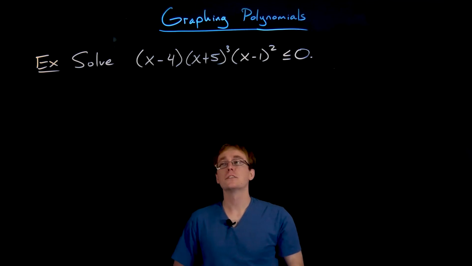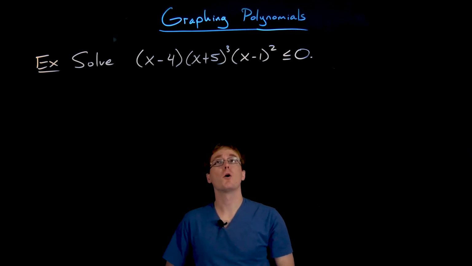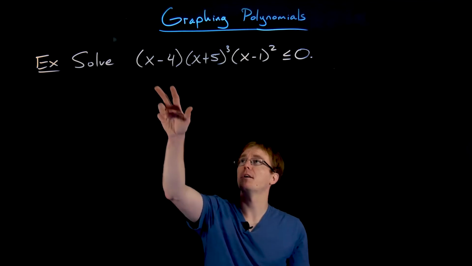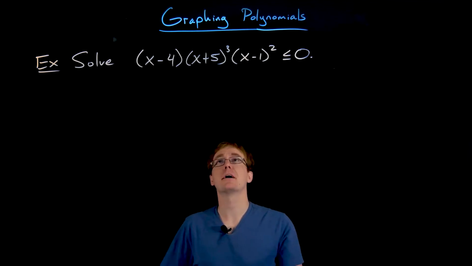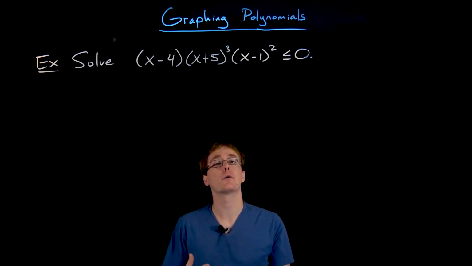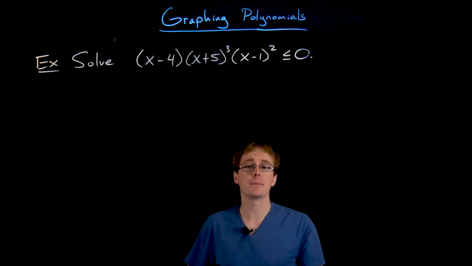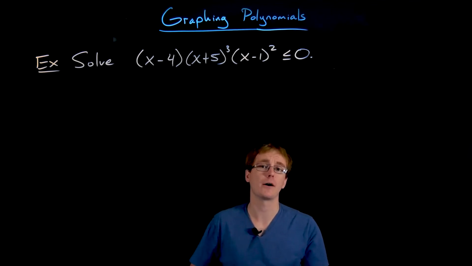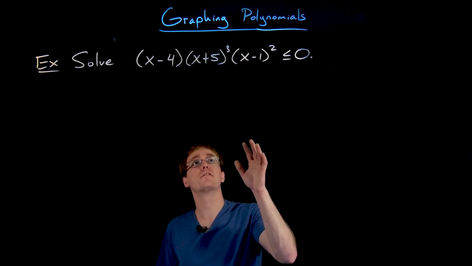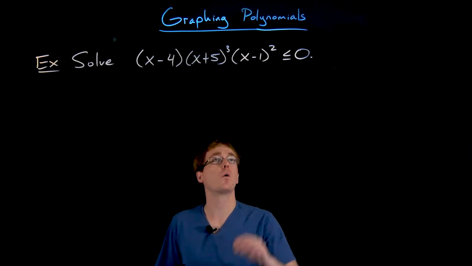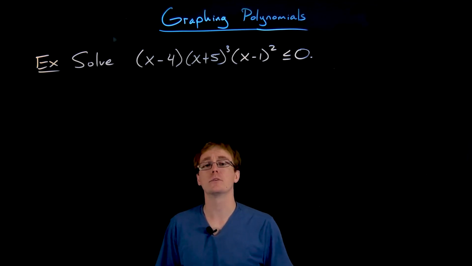Hey everyone, welcome back. In this example, we're asked to solve this polynomial inequality. We have the quantity (x - 4) multiplied by the quantity (x + 5)^3, which is also multiplied by the quantity (x - 1)^2, or squared. We want to figure out when the product of these quantities is less than or equal to 0.